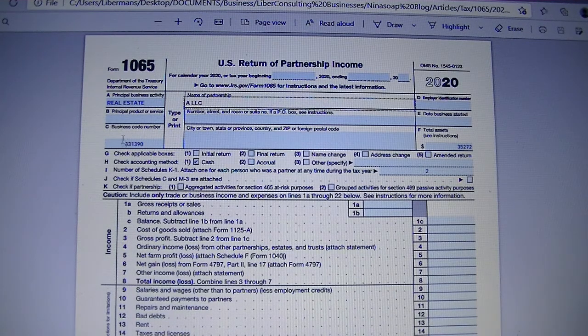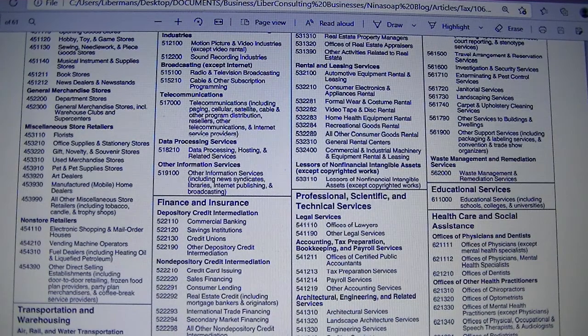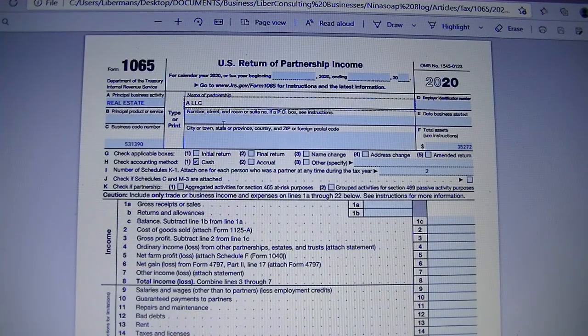So then the principal business activity will go on line A, and the business code number will go on item C. You can get that from the instructions for Form 1065, page 59, or you can look in your file to see what you put down as the business code when you requested your EIN.